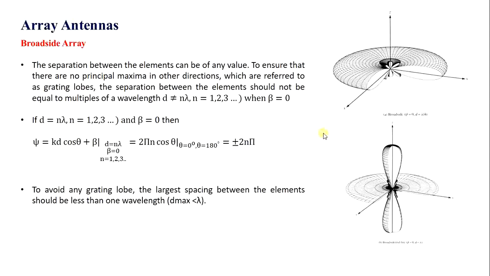As the array elements are placed along the z axis, we must have maxima at 90 degrees and 270 degrees. But you can see over here, whenever this rule is not followed, that is when d is equal to n lambda, what happens? We can see the maxima in the undesired direction, that is, we can see the directivity in the z direction also.